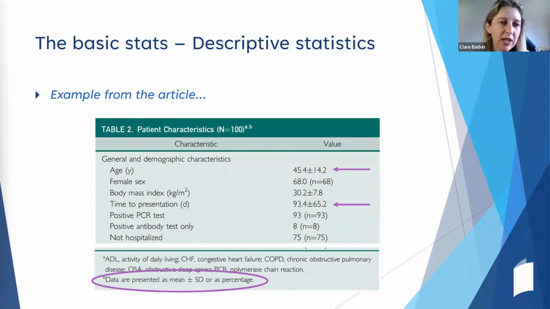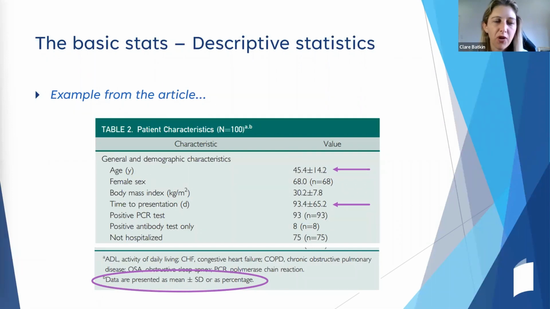So this table is from table 2, and I've just cut out a chunk of it because it was quite a long table. If you look at the circle at the bottom of the slide, it tells you that the data is presented as a mean plus or minus the SD, which is standard deviation. If we go back up to where the top arrow is, next to the age, the first number there is 45.4, which was the mean, or the average age of the people in this study.